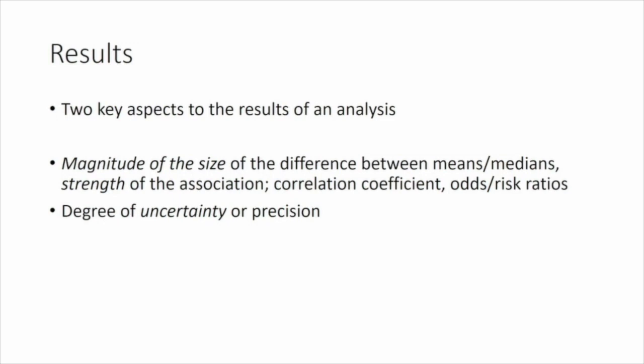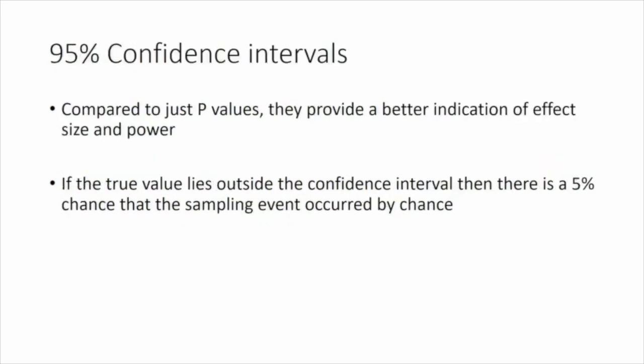And then they report the degree of uncertainty or precision, which is traditionally indicated with a p-value or a 95% confidence interval. So why do we bang on and on and on about 95% confidence intervals? Why do we keep sending papers back saying, please put in the 95% confidence intervals? The reason is because compared to just the p-values, they provide a much better indication of the effect size and the power of the study.